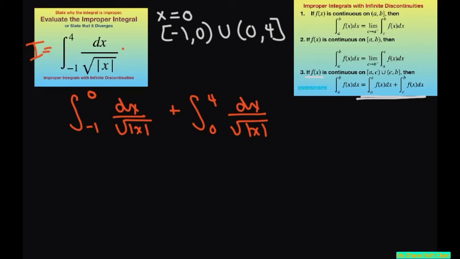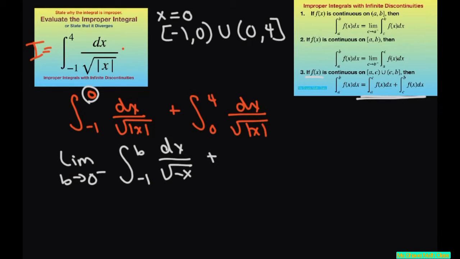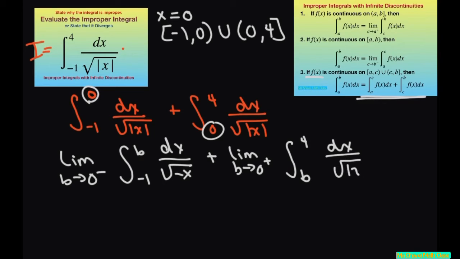So let's get started. We're going to write this first part as the limit as b approaches 0 from the left, and then we're going to change our 0 to b. And we have -1 to b of dx divided by square root of -x, plus the limit as b approaches 0 from the right. And now we're changing our 0 to be the lower limit, to 4, dx divided by square root of absolute value of x.